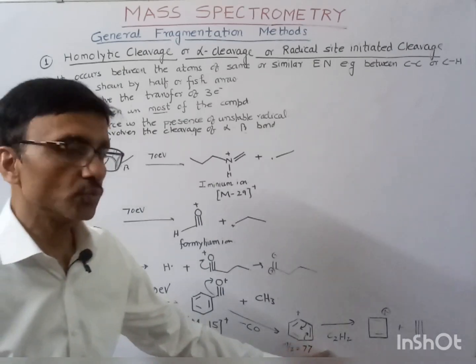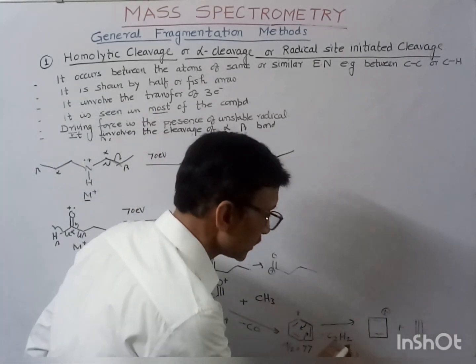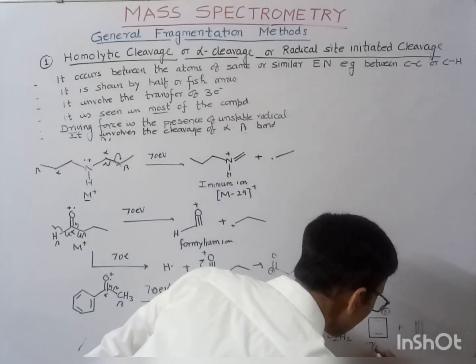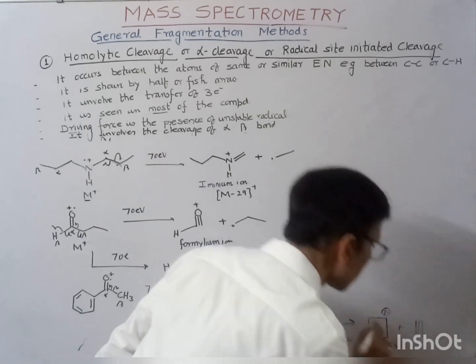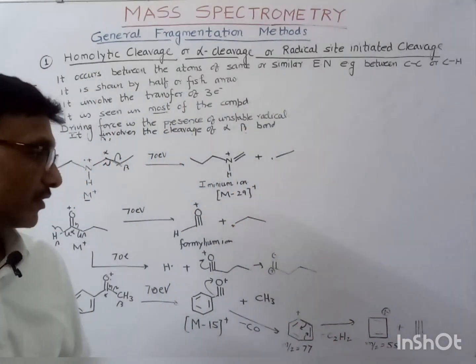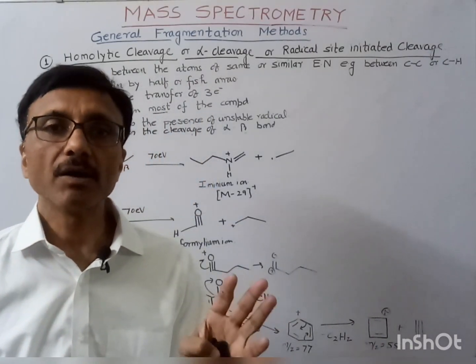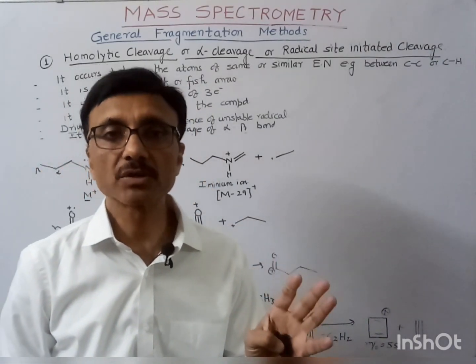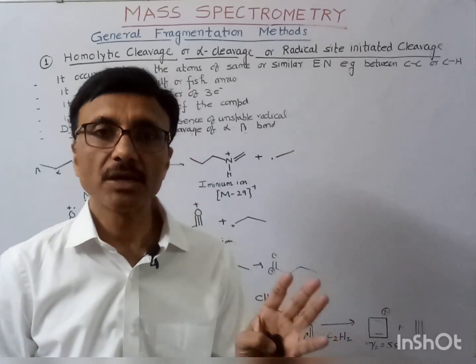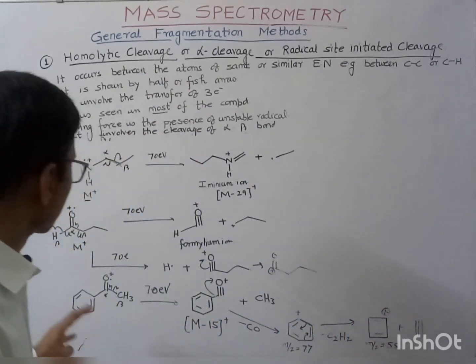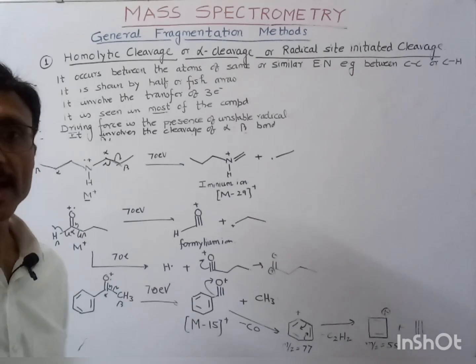Removal of C2H2 gives a fragment with an m/z value of 55. This is also a characteristic peak. If we get a peak at 77 or 55, it means the unknown compound is possibly an aromatic compound. So this is about the aromatic ketones.